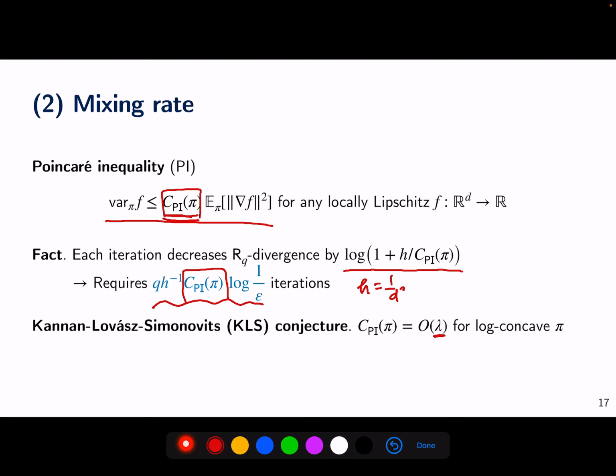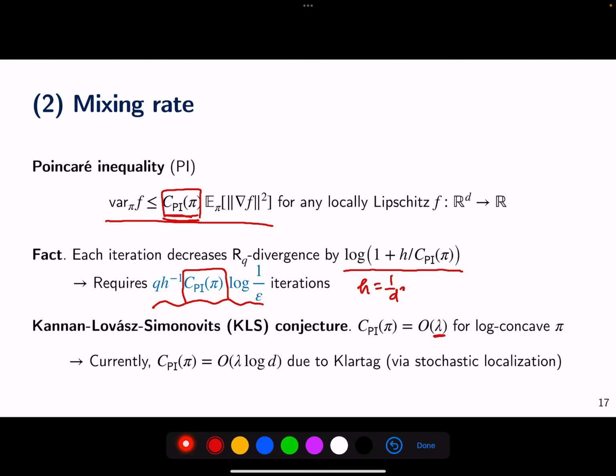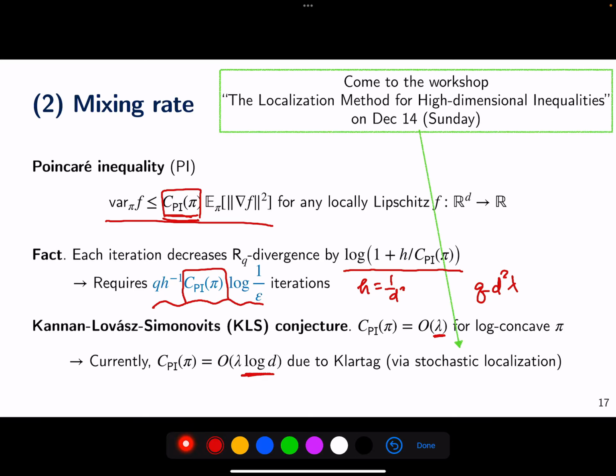Okay, and then the current best bound is due to Klartag. He showed that this conjecture is true up to some log factor. So putting these things together, back to here, the final complexity looks like q d squared times lambda, up to log factors. Okay, and this result, Klartag's result on the Poincaré constant, was achieved through stochastic localization.